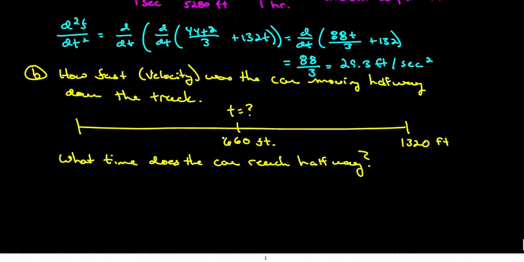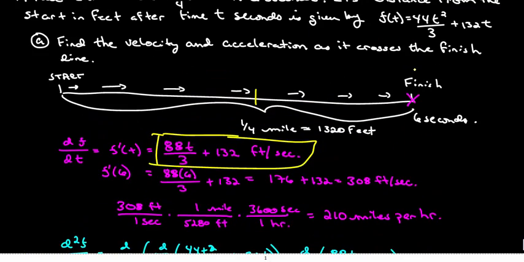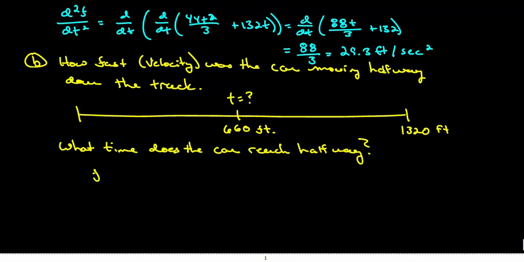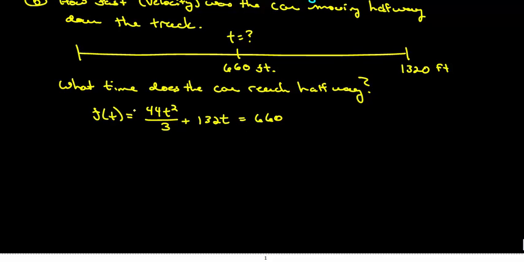Okay, so how long does it take the car to reach 660? Well, we have a position function. I have f of t is equal to 44 t squared over 3 plus 132 t. That's the position of the car. We want the position to be equal to 660. So the question is, what is the t value? So what we need to do is solve this equation right here.